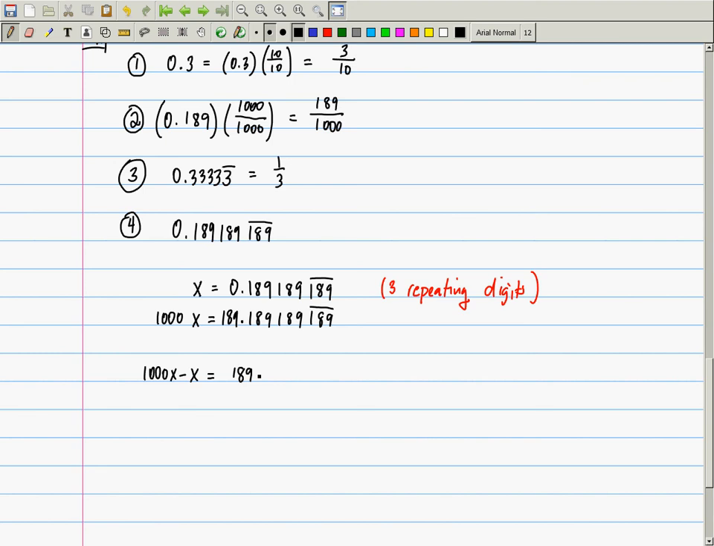So now, the left-hand side, how much x is on the left-hand side? 999x. And 189 on the right. So now here's an equation. Can you solve for x? Okay, so x is how much? 189 over 999.